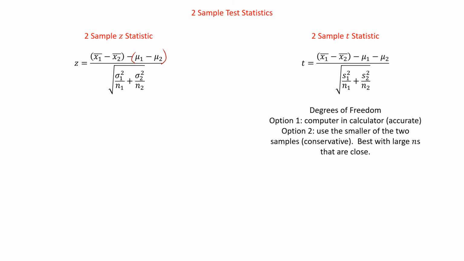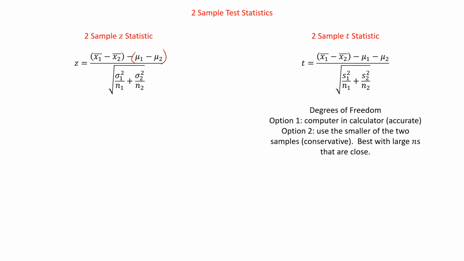Usually it's going to be close enough that if it's significant, it'll be significant, or if it's not significant, it won't be significant. Rarely are you going to get something that's so close that that would make a difference. But it is best with large n's that are close together. So you wouldn't want a sample size of 4 and a sample size of 100. That would be kind of silly.